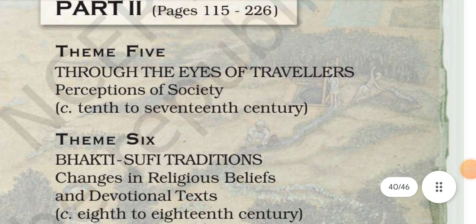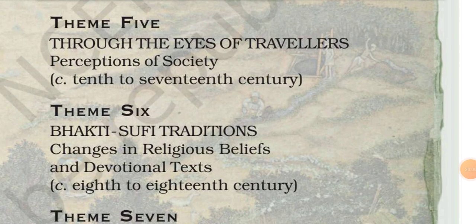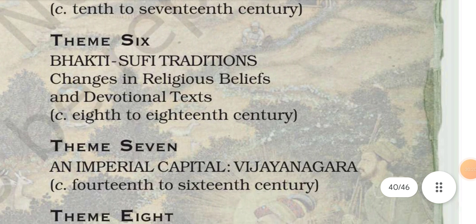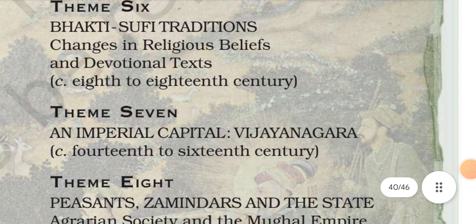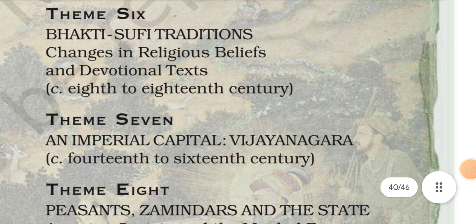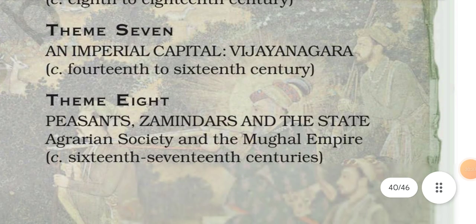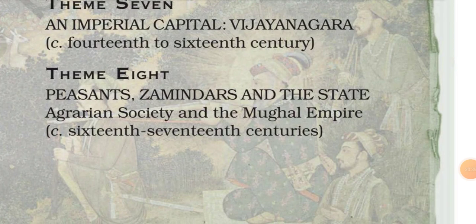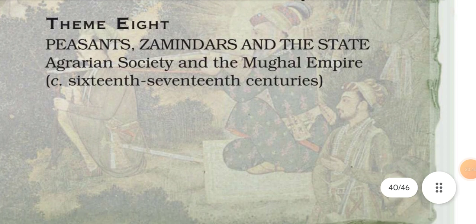Part 2. Theme 5: Through the Eyes of Travellers: Perceptions of Society, c. 10th to 17th century. Theme 6: Bhakti-Sufi Traditions: Changes in Religious Beliefs and Devotional Texts, c. 8th to 18th century. Theme 7: An Imperial Capital: Vijayanagara, c. 14th to 16th century. Theme 8: Peasants, Zamindars and the State: Agrarian Society and the Mughal Empire, c. 16th to 17th centuries.